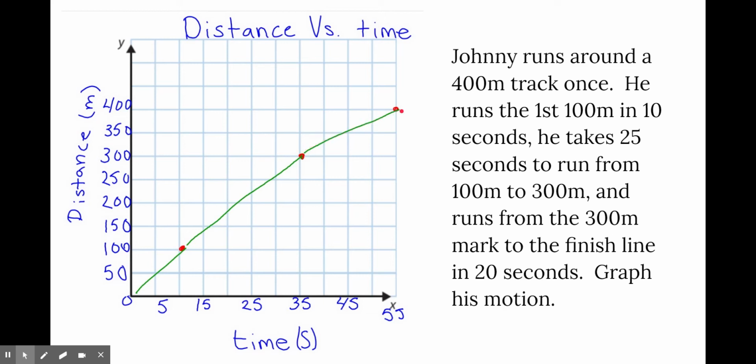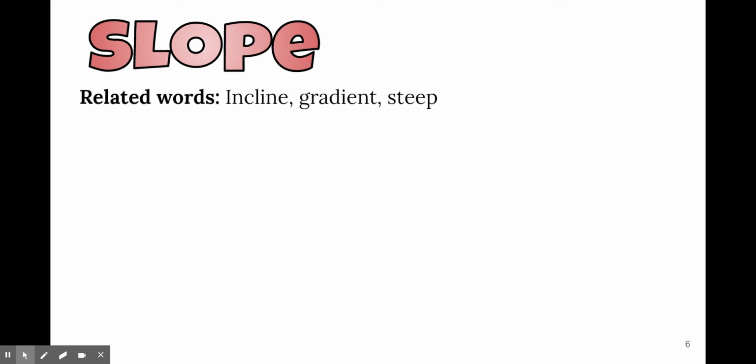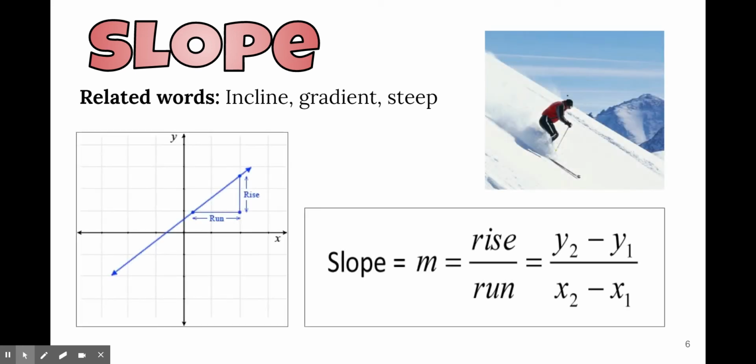Again, if we used the proper tools and the smartboard wasn't being a little finicky, you'd see that there's a distinct change in all those lines as far as the slope goes. But that's how our graphs should look. Now, when we talk about slope, slope is the incline, the gradient, how steep our graphs are. And when we look at that, we're really looking at the rise over the run, or the rate of change in the y-axis over the rate of change in the x-axis.